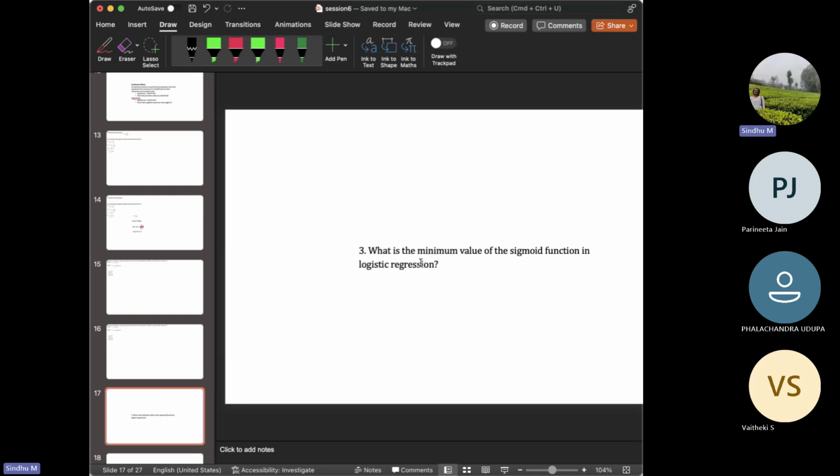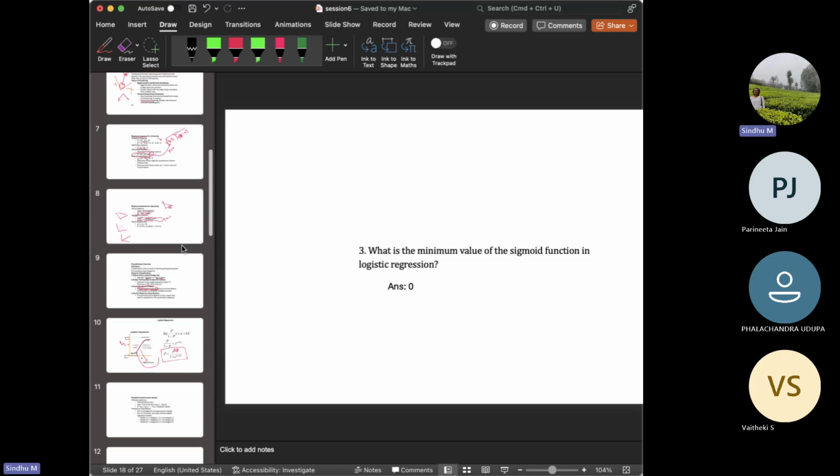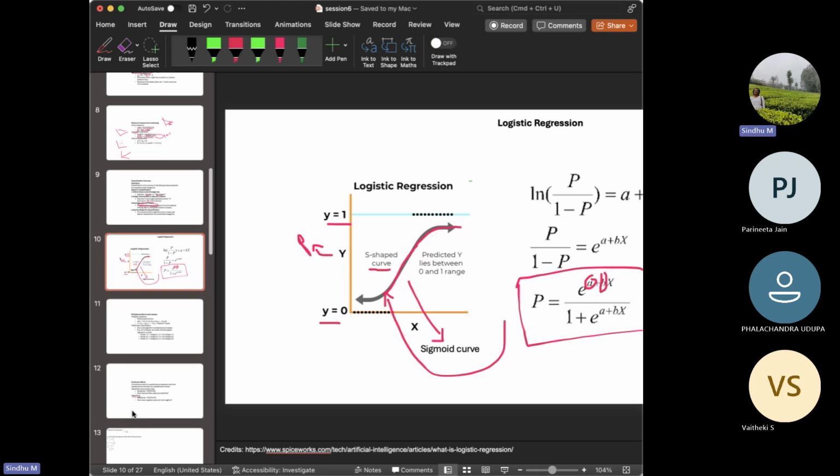So this is a very simple, straightforward question. We just discussed the sigmoid function. So if you want a hint, I can go to that slide. Yeah, the correct answer is 0. As we saw here, for the sigmoid function, this y-axis is the probability, which ranges from 0 to 1. So the minimum value is 0 and the maximum value is 1.